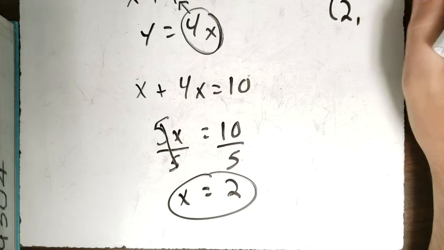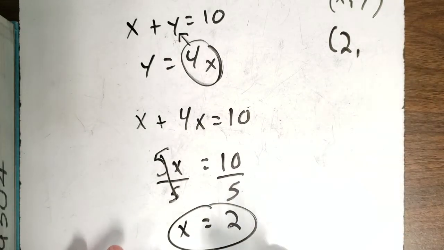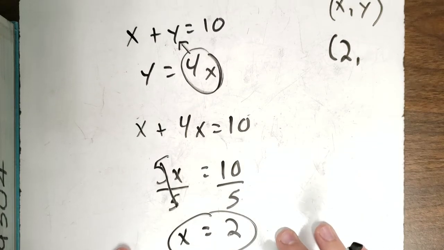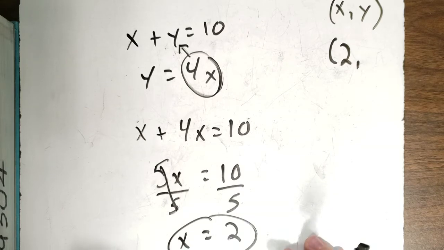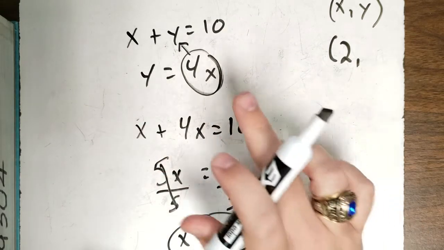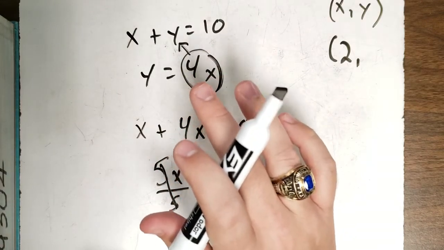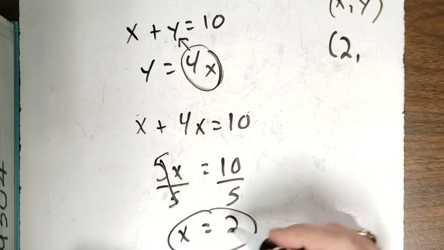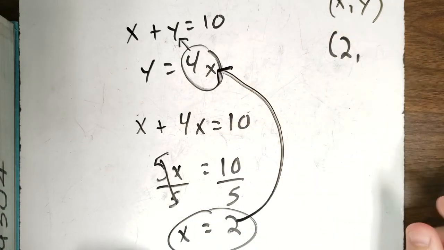Now we need to solve for the y. How do we do that? We take what we got for x and plug it back into one of our equations to solve for y. The easier equation is the second one, because the y is already by itself, and it's 4x. Remember, if the number is attached to a letter, you're multiplying 4 times x. So if x equals 2, we can plug 2 in for x in this problem.